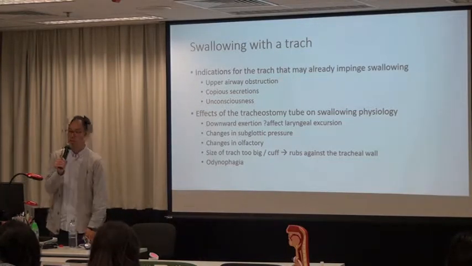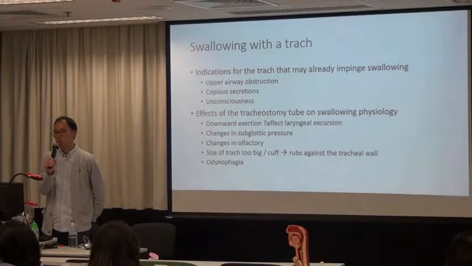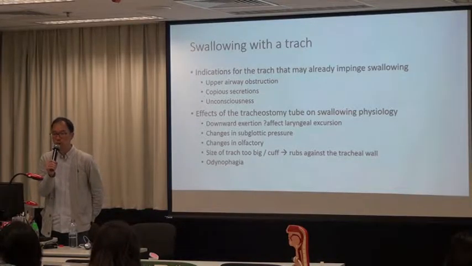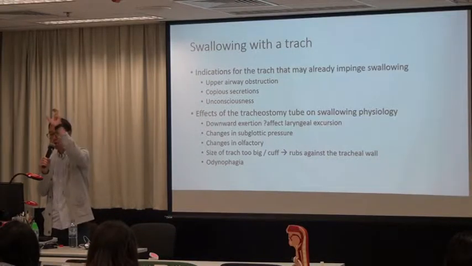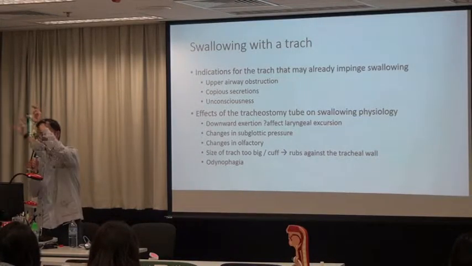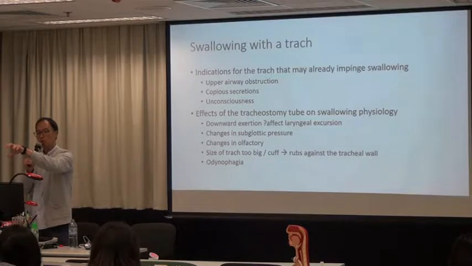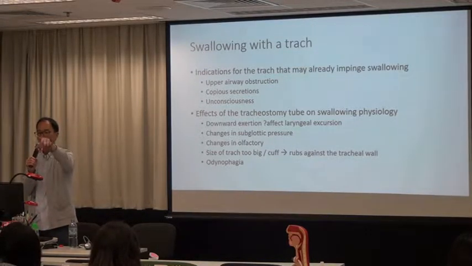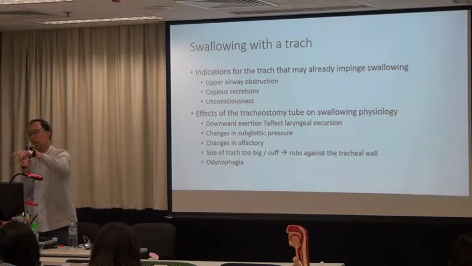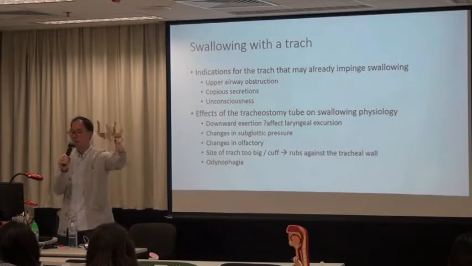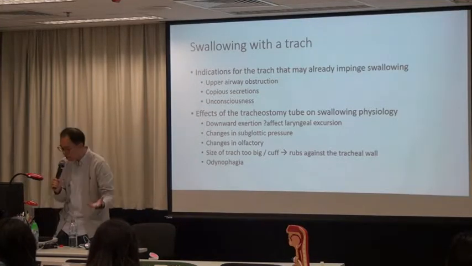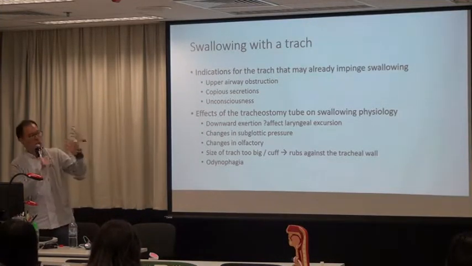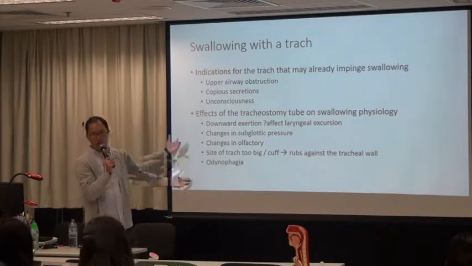Or unconsciousness. The patient is unconscious and doesn't know how to breathe, so he has a trach. When you do a swallowing assessment, you can't say he can't swallow because of the trach; it's actually the earlier reason. So the first reason is being unconscious. That's why you need to know the indications of the tracheostomy, and then you would think about it. A lot of people would say these things.